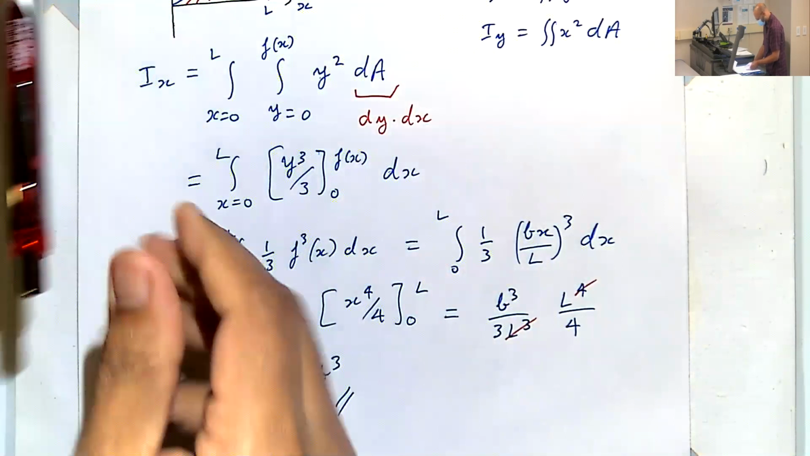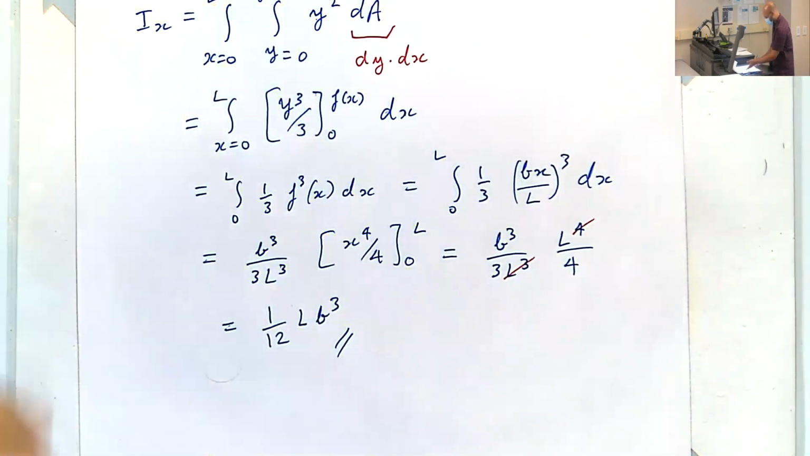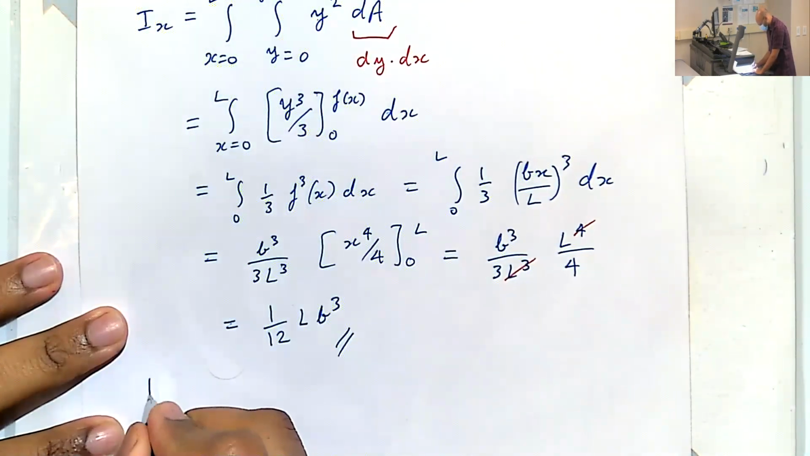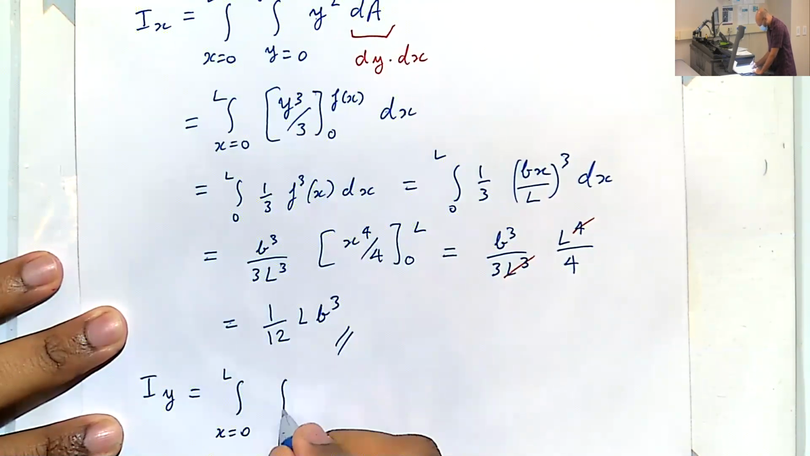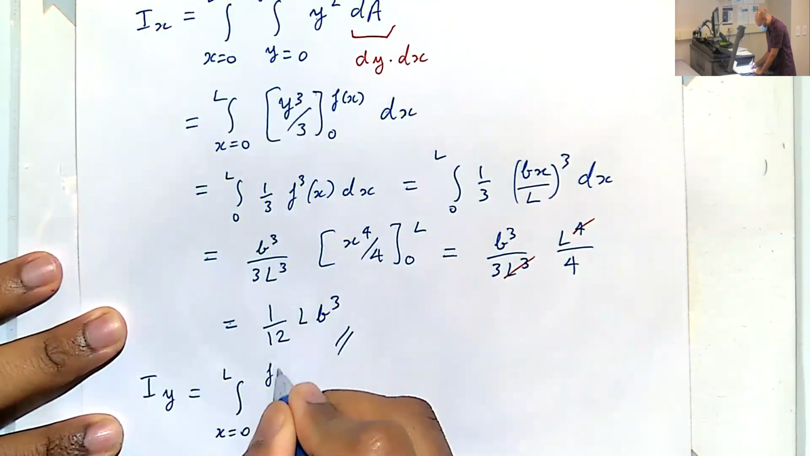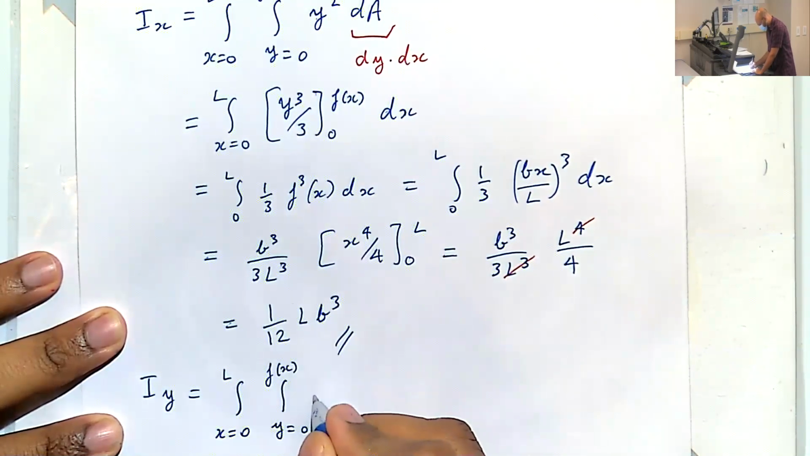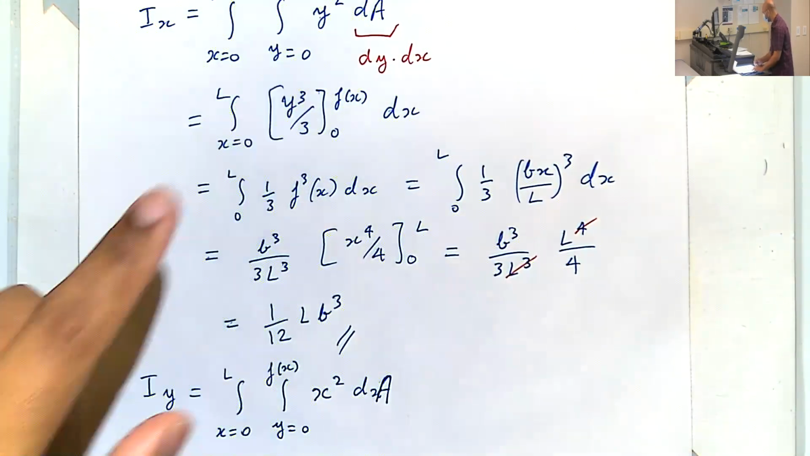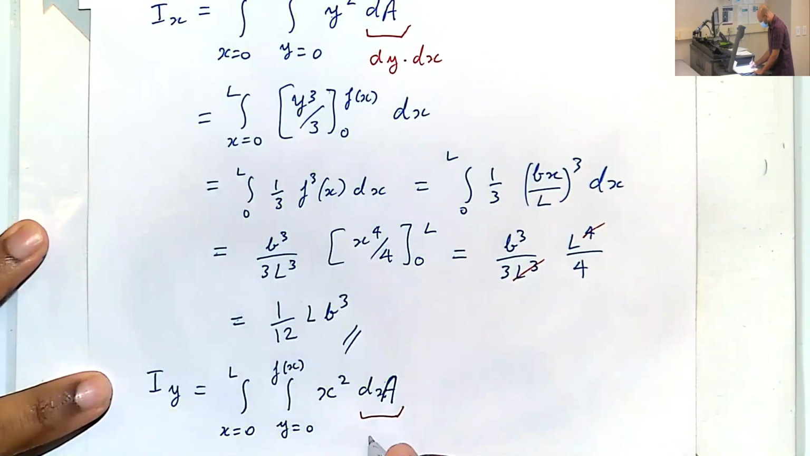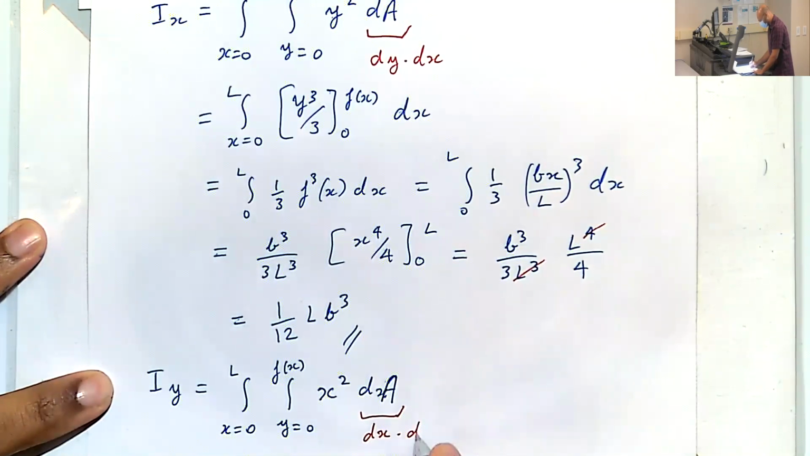Iy, we can compute just like we did here. So Iy is the integral, x from 0 to L, y goes from 0 to fx, x squared dA. And just like here, dA becomes dx times dy, dy times dx, same thing.